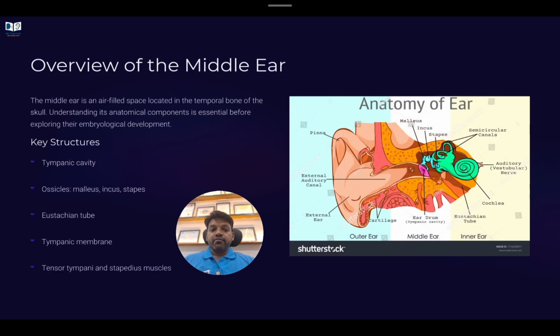Now when it comes to middle ear, there are a lot of structures. Outer ear, external ear was very easy. There was only the pinna and the ear canal. But now here there are lot of other components.